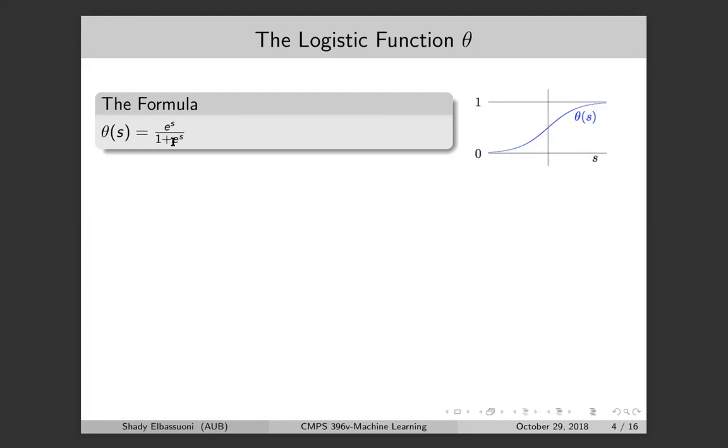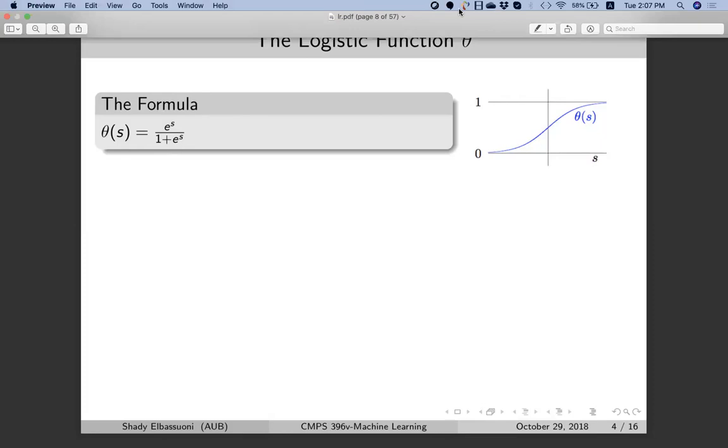If s is very negative, you have e to the power of a large negative value over 1 plus e to the power of a large negative value. That's basically a very small value over 1 plus a very small value. That's a very small value divided by 1. That's 0.